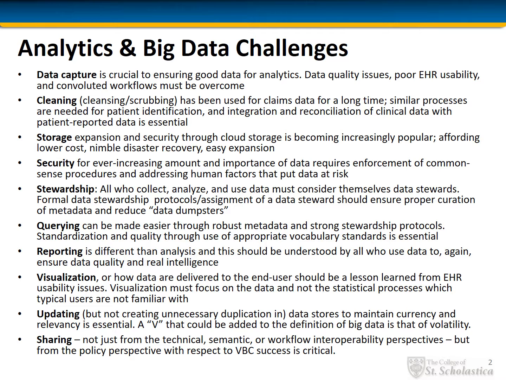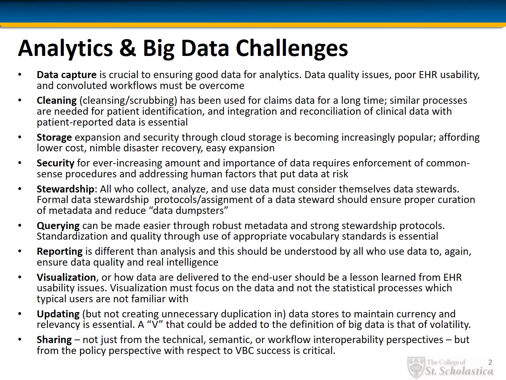Stewardship. All who collect, analyze, and use data must consider themselves data stewards. These are our end users, our nurses, doctors, finance persons, registration staff, etc. Formal data stewardship protocols or assignment of a data steward could ensure proper curation of metadata and reduce what we call data dumpsters, where we simply put data because we don't know what to do with it, and oftentimes finding the quality is so poor for our data that we don't even want to do anything with it.